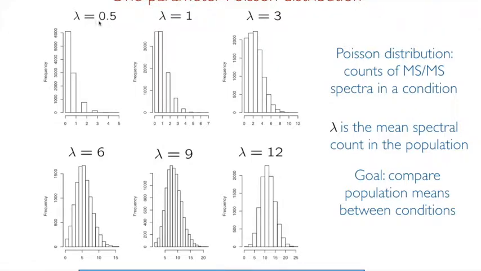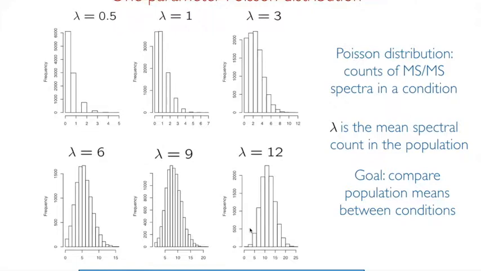And so here we see that the population mean is very small. It's 1/2, so the majority of counts will be 0 and a little bit of 1s. Here, if the mean is 1, it's kind of shifting to the right, 3, 6, 9, and 12. So with 12, it behaves already roughly like a normal distribution.